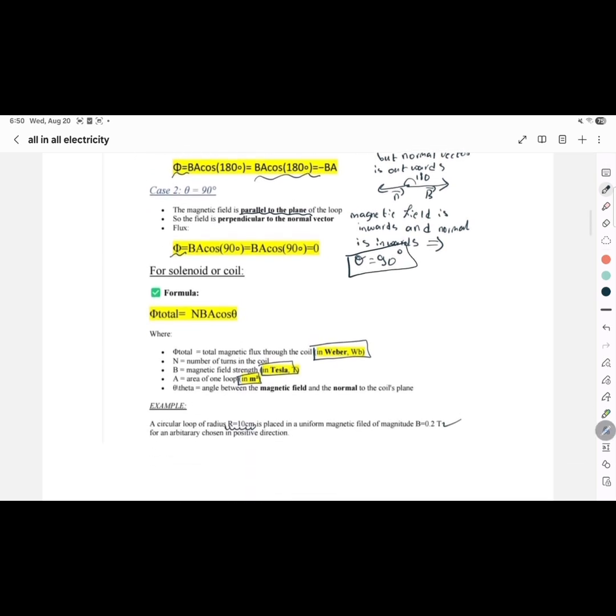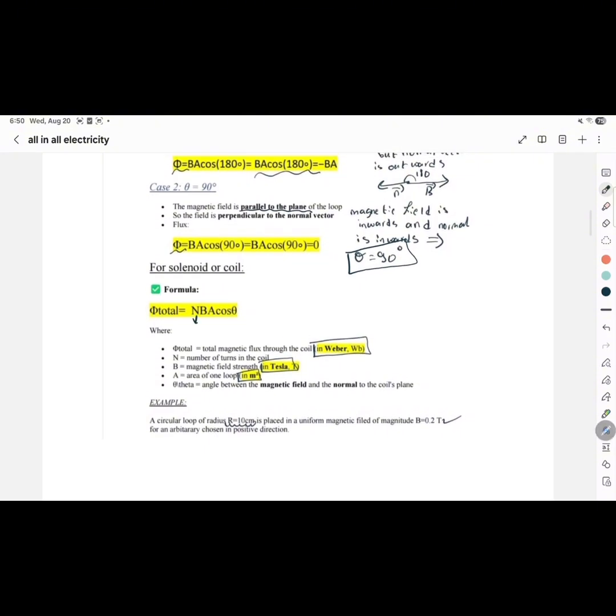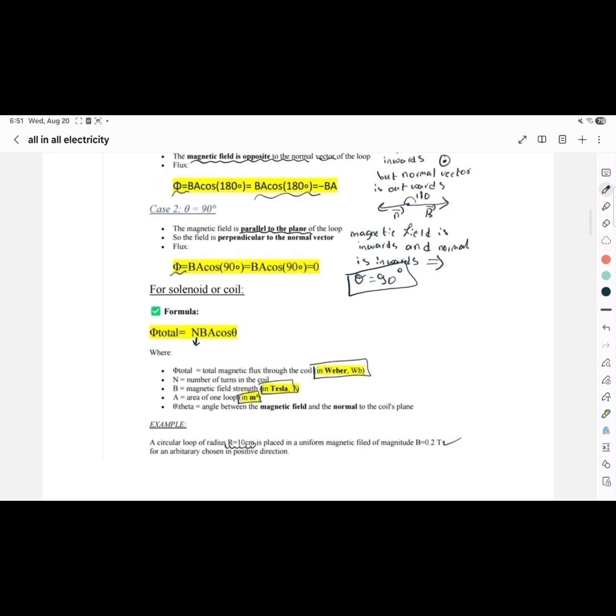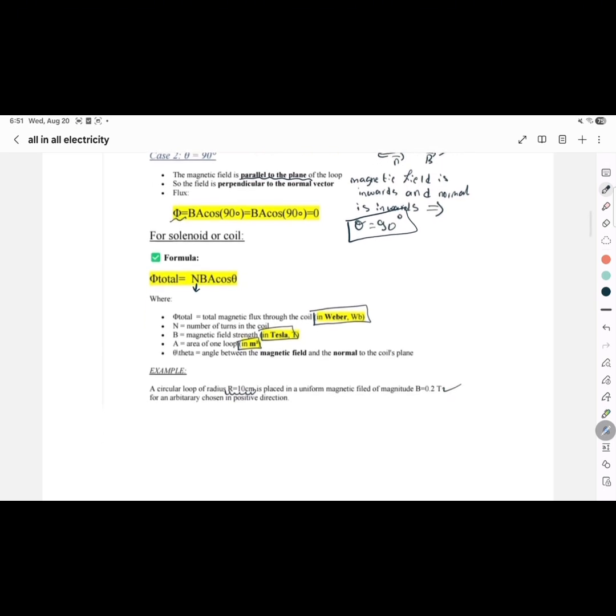And for a solenoid or a coil, there's another formula where we add the number of coils, since the current is being generated and is passing through these coils. So in this case, we have to know the number of turns in a coil. And we want to pay attention to the units: the flux's SI unit is Weber, while the magnetic field is in Tesla. And the surface area is always in meters squared.